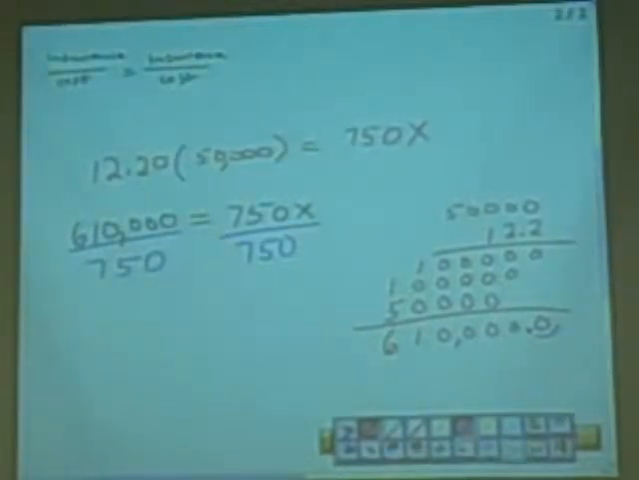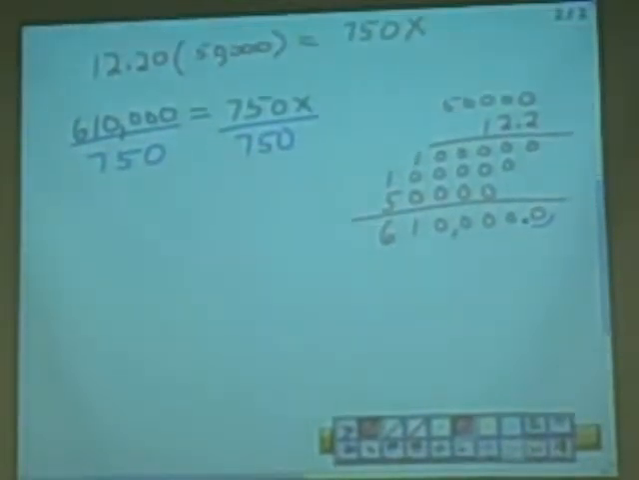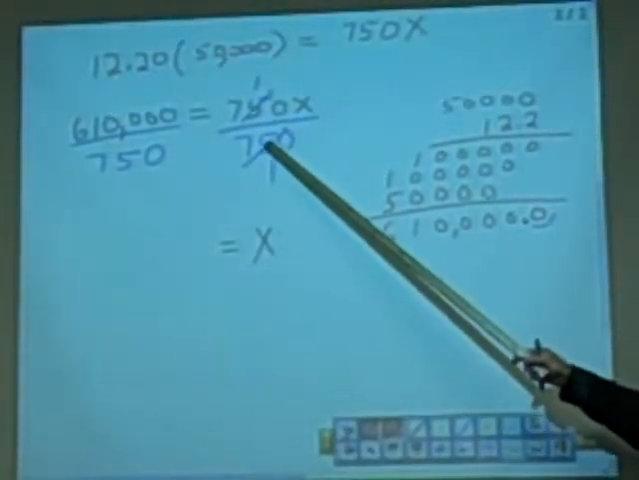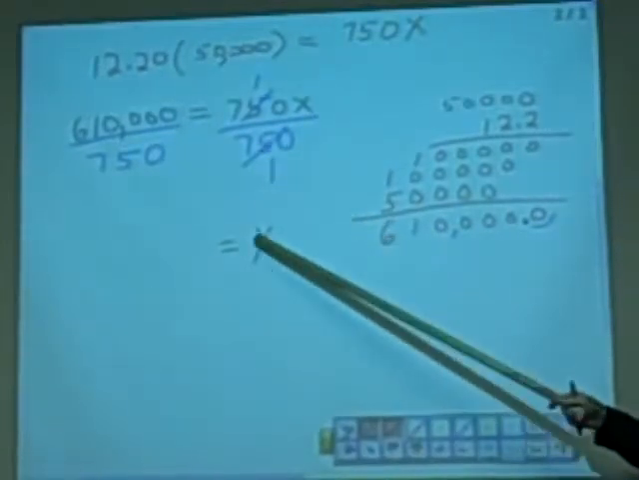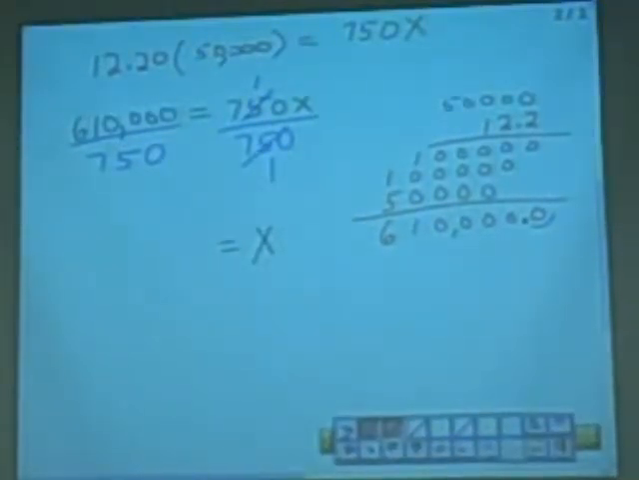Okay, what can we do to make life a little bit easier here? We know these 750s, they cancel and they go to what? 1, right. Okay, so this is how many x's? 1x. There's something algebraic, arithmetically, they cancel out, they don't just disappear. So they go to 1.